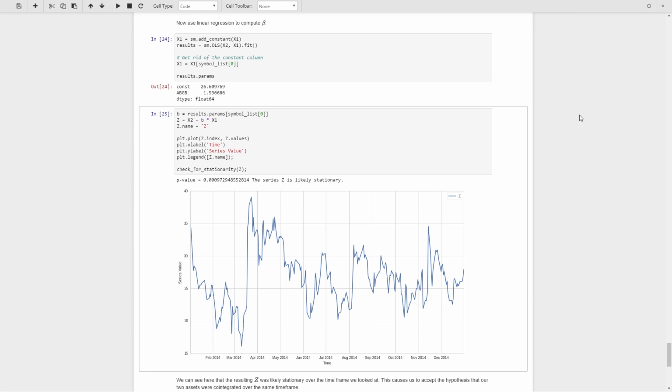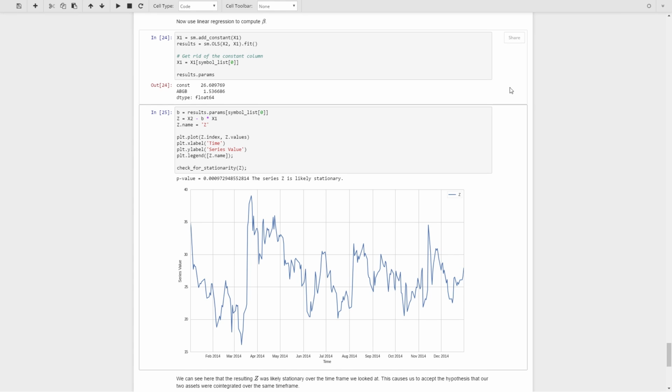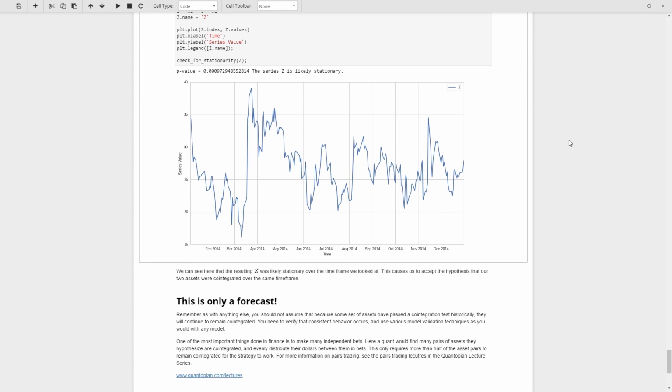are co-integrated. Now again, similar to the issue with stationarity, this is only a forecast. We can't be sure that two stocks that are co-integrated in the past are going to continue to be co-integrated in the future, especially since we have more things going on. We have an entire other relationship to consider.